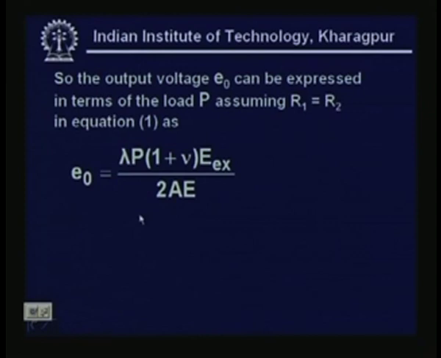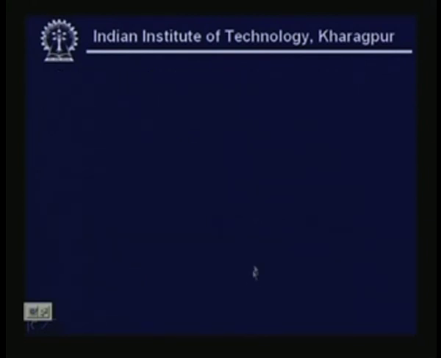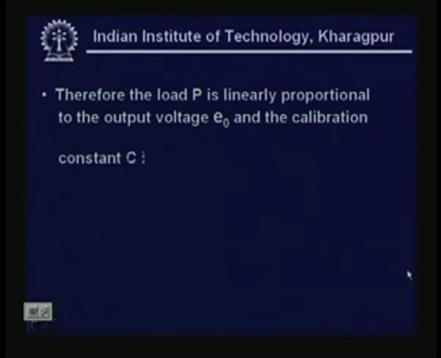This is very important, because it will simplify our signal processing. It basically comes under the category of a linear instrument. Or I can manipulate it a little. So, I can write P equal to 2AE upon lambda (1 plus nu) multiplied by Ex, into E naught, that is C E naught, where C is called the calibration constant of the load cell.